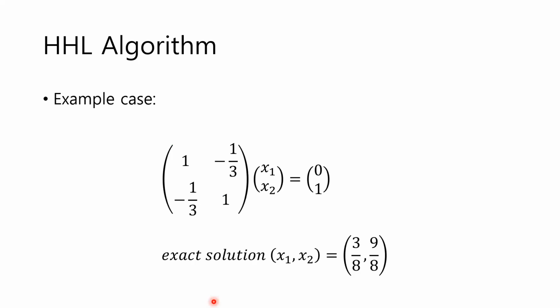So I will give you a numerical example. Before we start, please notice that the exact solution has a ratio of 1 to 3. The output of the HHL algorithm must also have an amplitude ratio of 1 to 3, and that means the HHL algorithm execution was successful.